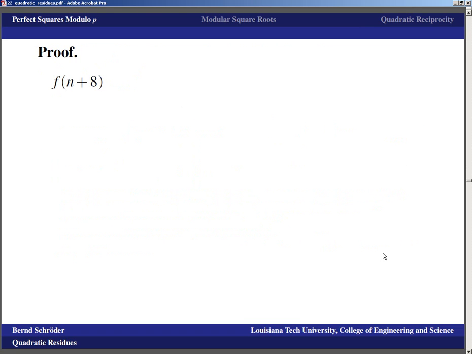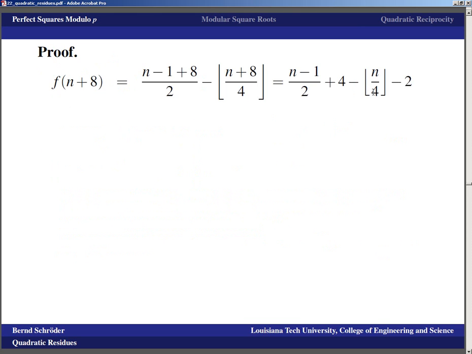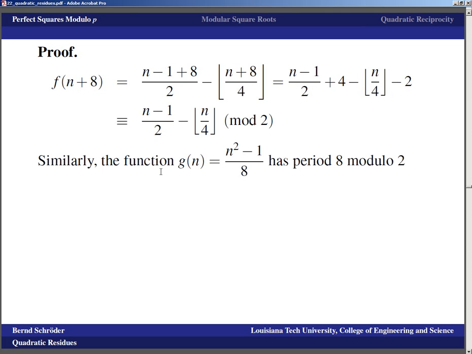And that is because, well, we just compute f of n plus 8. And that's (n minus 1 plus 8) over 2 minus the greatest integer below (n plus 8) over 4. Well, that'll be (n minus 1) over 2 plus 8 over 2, which is 4, minus the greatest integer below n over 4, minus 2 here. And of course, those are 0 modulo 2, so this is just (n minus 1) over 2 minus the greatest integer below n over 4. And that is an equivalence modulo 2, and that's what we wanted to prove here, right? Because that's f of n.